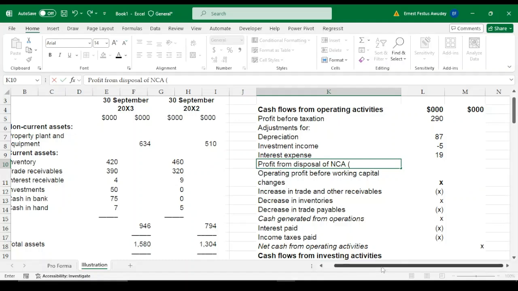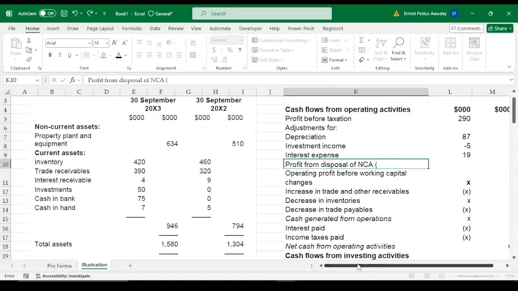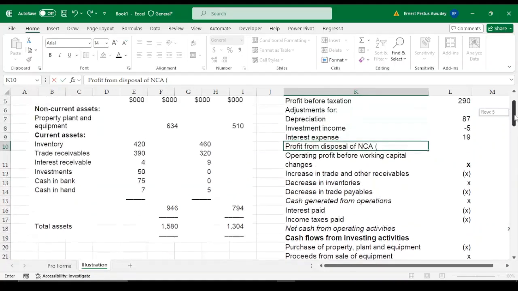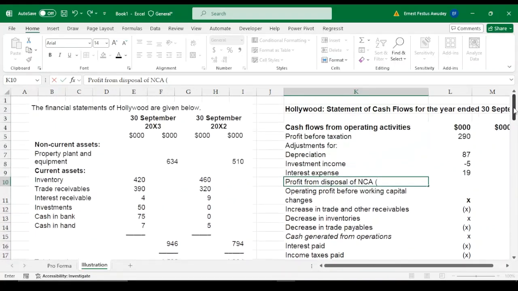Why is it going to be a negative figure? Because it was recorded as an income in the statement of profit or loss. Since it's an income but it's non-cash income, we are going to subtract it from our profit before taxation. It has been included here as a positive figure, so I'm going to eliminate it.